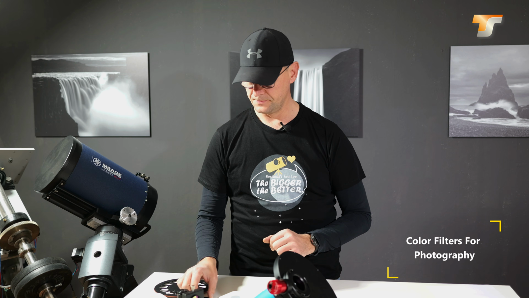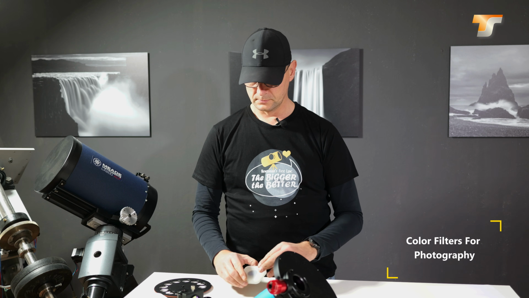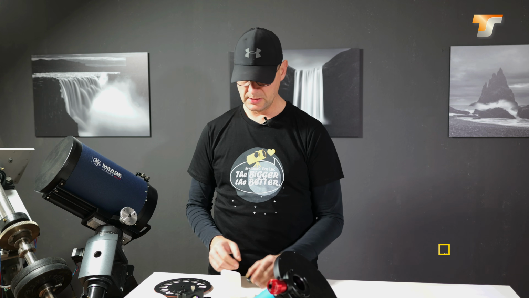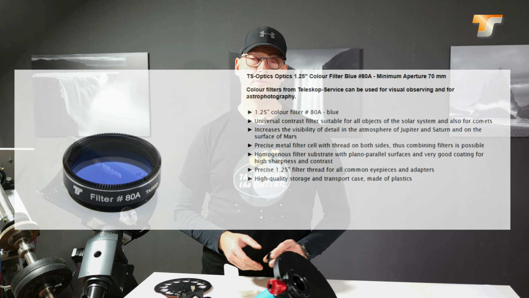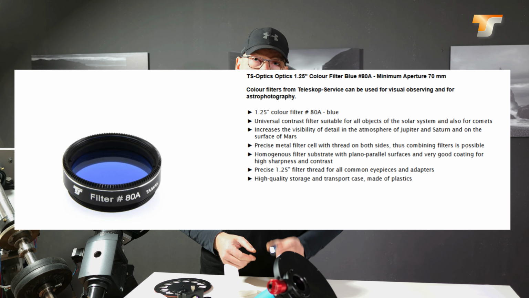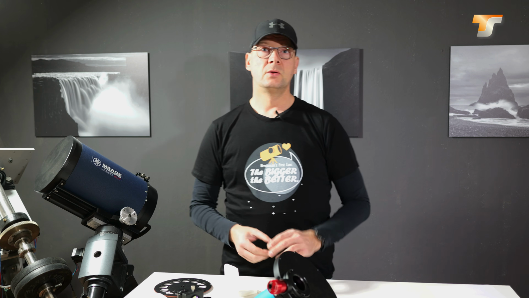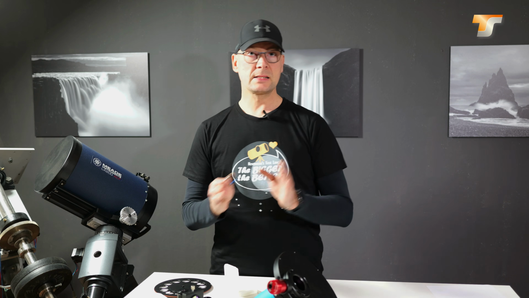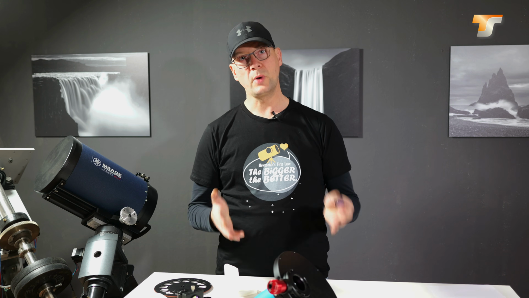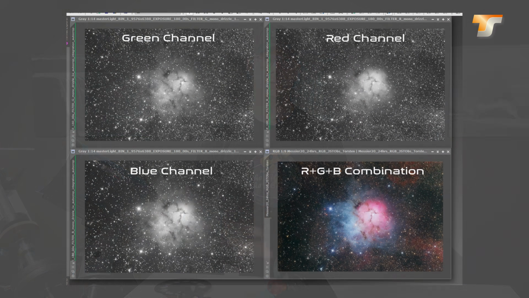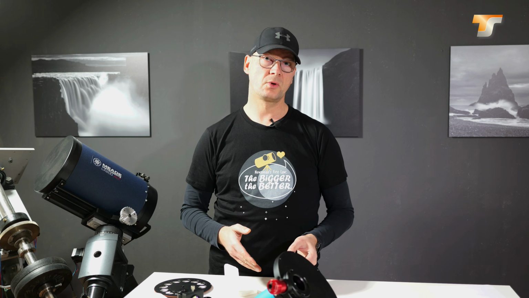So the first approach is to use simple color filters, especially red, green and blue filters. For example, here we have a blue filter. When using a monochrome camera, you can use these three filters, red, green and blue, to capture these single bands of color. And you get grayscale images, of course, but then you can combine them into a color image, an RGB color image. That is one major approach in monochrome astrophotography.